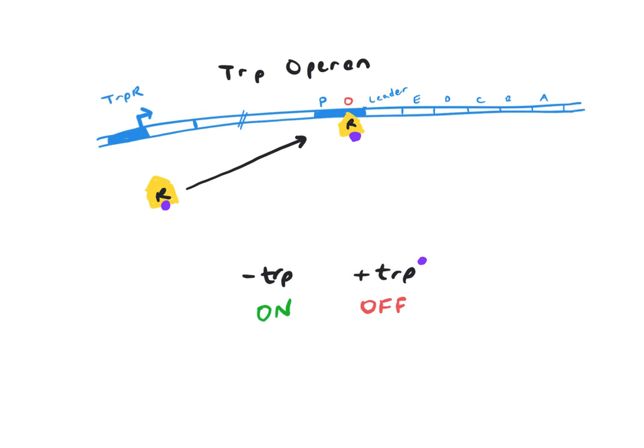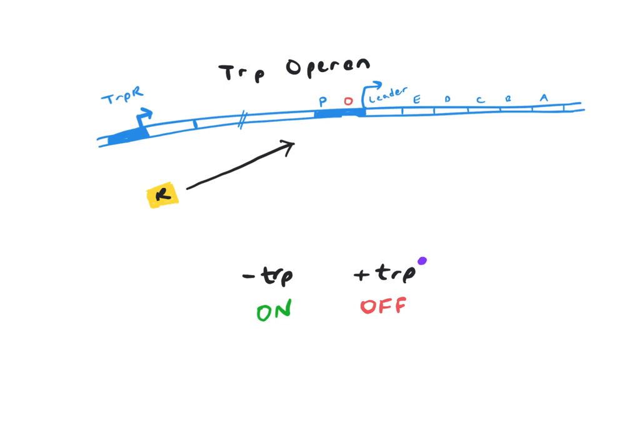Now, once those levels of tryptophan decrease, the operon is going to have to turn back on, right? So the tryptophan levels are going to decrease. This is going to come off. The repressor is going to change shape when it's no longer bound to tryptophan, and now the repressor is going to be off of the operator, and transcription is going to occur again.